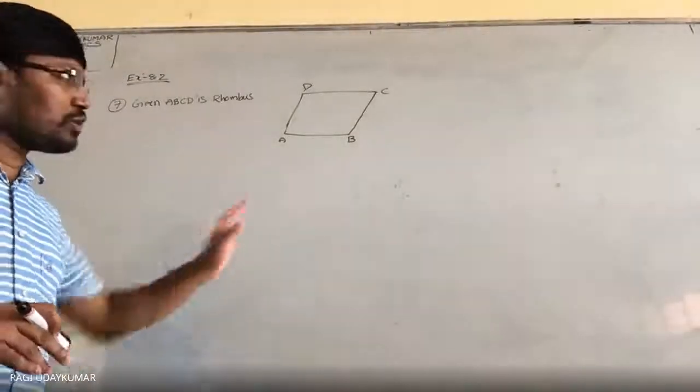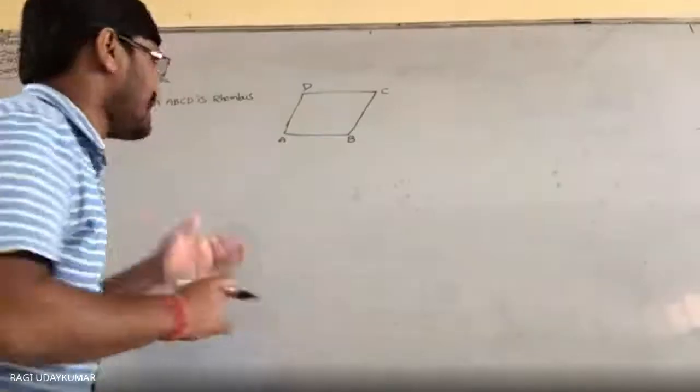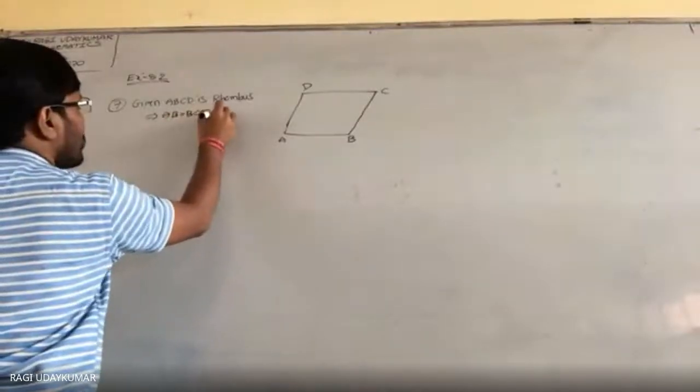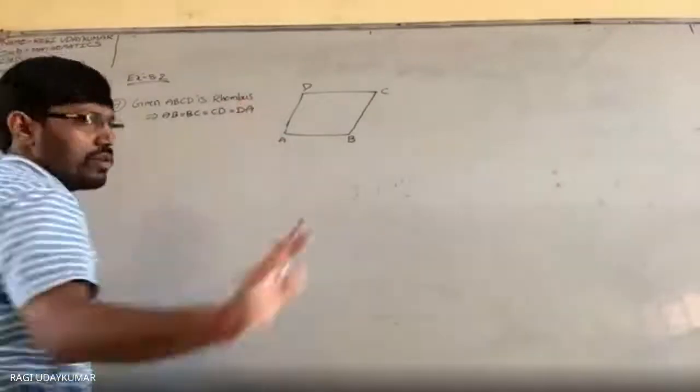Can you hear me? I am visible to you. Yes, sir. Sir, in a rhombus, all sides will be equal. AB is equal to BC is equal to CD is equal to DA. All the sides are equal.